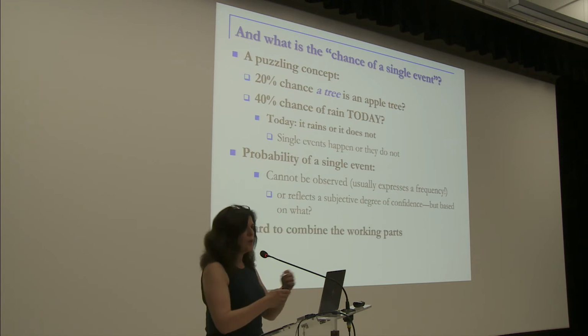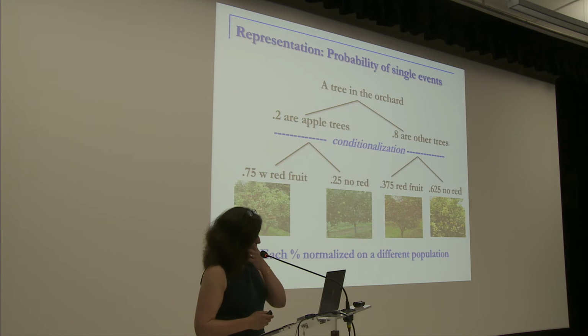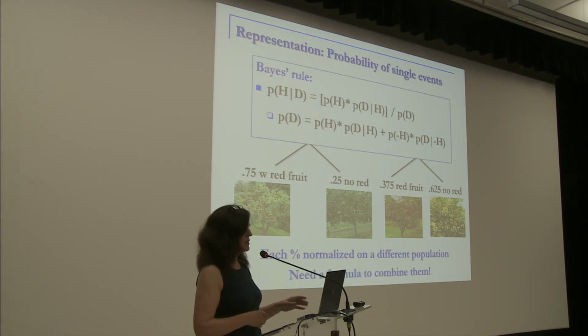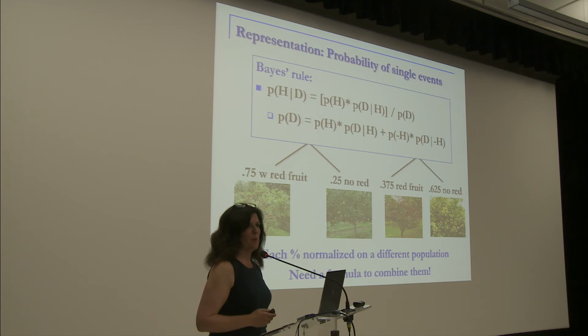And it's hard to combine the working parts that you need to put all that information together because you need formulas, decimals, multiplication, division. So with each normalized on a different population, you need a formula to combine the parts, and that's Bayes' rule, which is this mess. And people are bad at doing that.